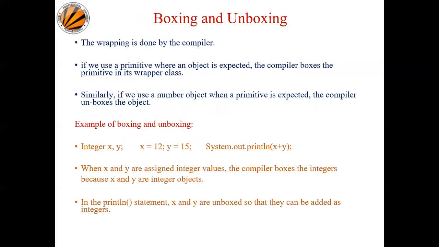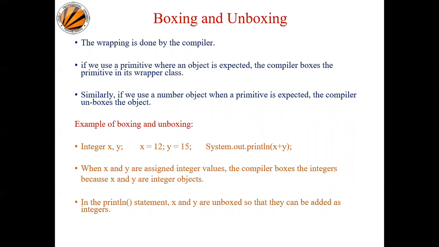Boxing and unboxing. The wrapping is done by the compiler. If we use a primitive where an object is expected, the compiler boxes the primitive in its wrapper class. It is sometimes called autoboxing. Autoboxing or boxing is converting a primitive value into an object of the corresponding wrapper class, for example, converting an int variable to an Integer class.